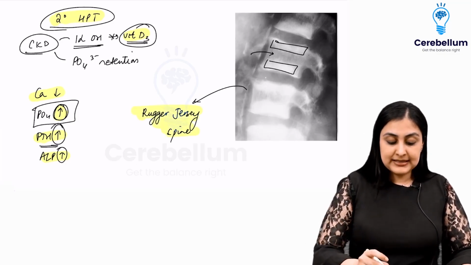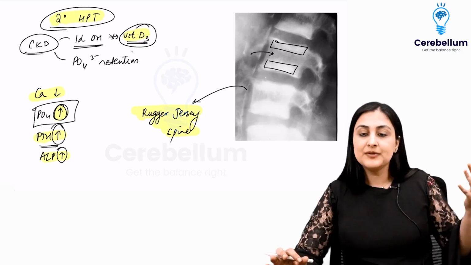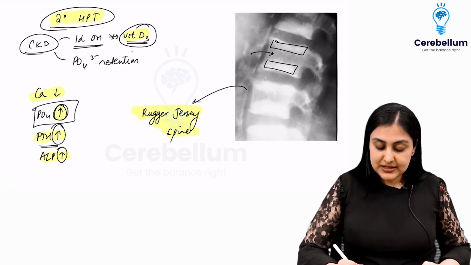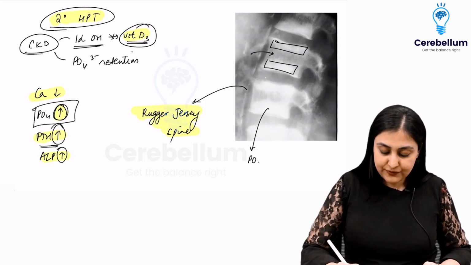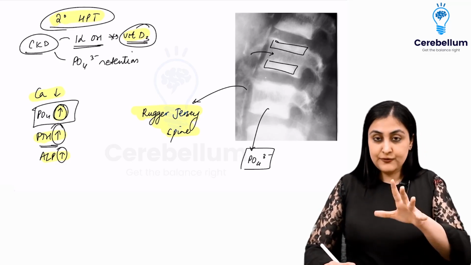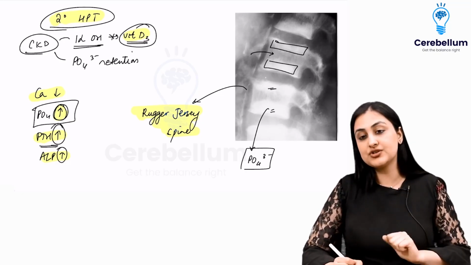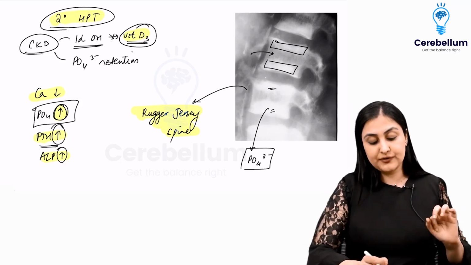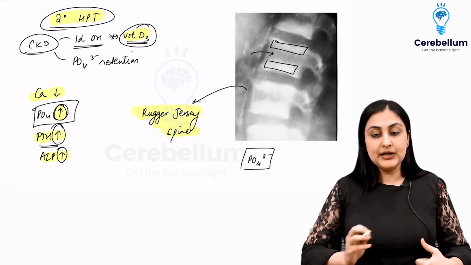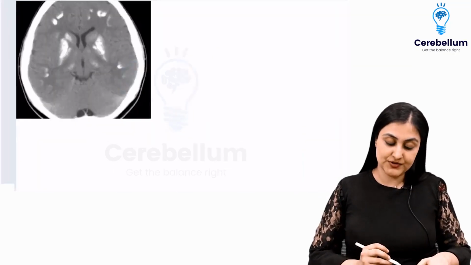Okay, why the sclerosis? We saw that in primary HPT there's only destruction, there's only lysis happening. Why is there sclerosis here? The reason behind the sclerosis is phosphate. Remember, wherever phosphate retention happens, the phosphate is going to sequester the calcium and cause this sclerosis here. So it's actually because of the phosphate retention that we see the rugger jersey spine. Okay, so this is about secondary hyperparathyroidism.